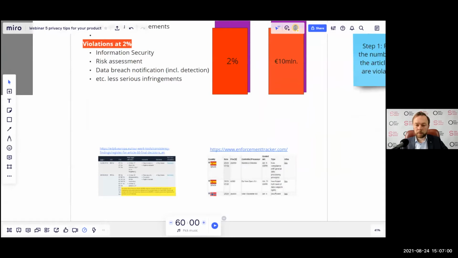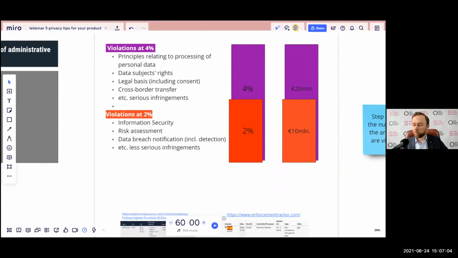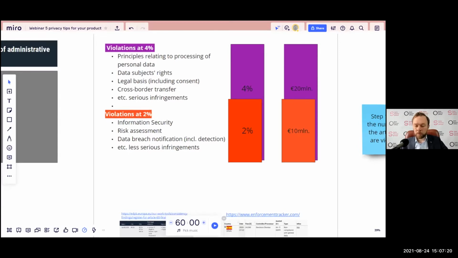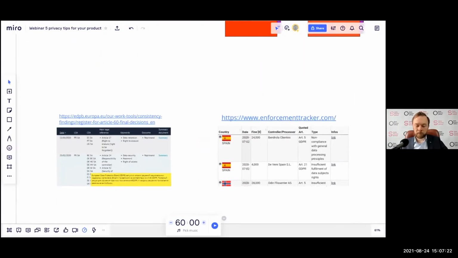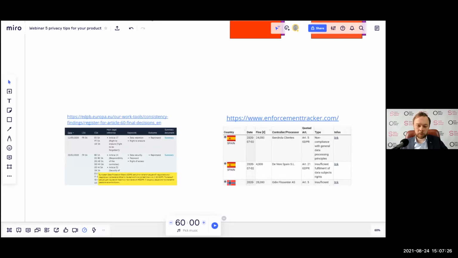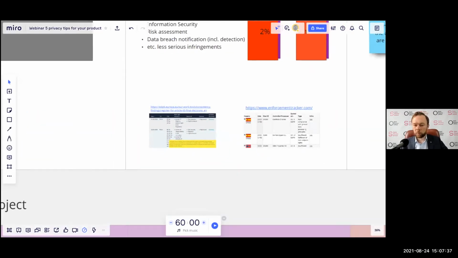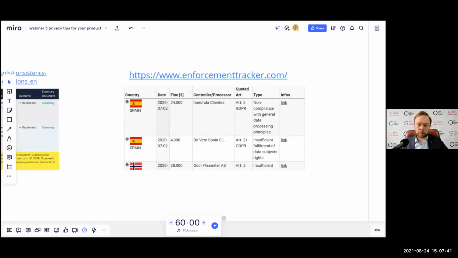You can see that the fines are huge, but please keep in mind that this is the upper level. This is the amount the fines should not go above. And you can see real fines and real cases of data protection violations at two resources. One is official, by the European Data Protection Board, which is the European Supervisory Authority, and the second one is Enforcement Tracker. You can see that fines could be around 4,000 euro or 24,000 euro, etc.